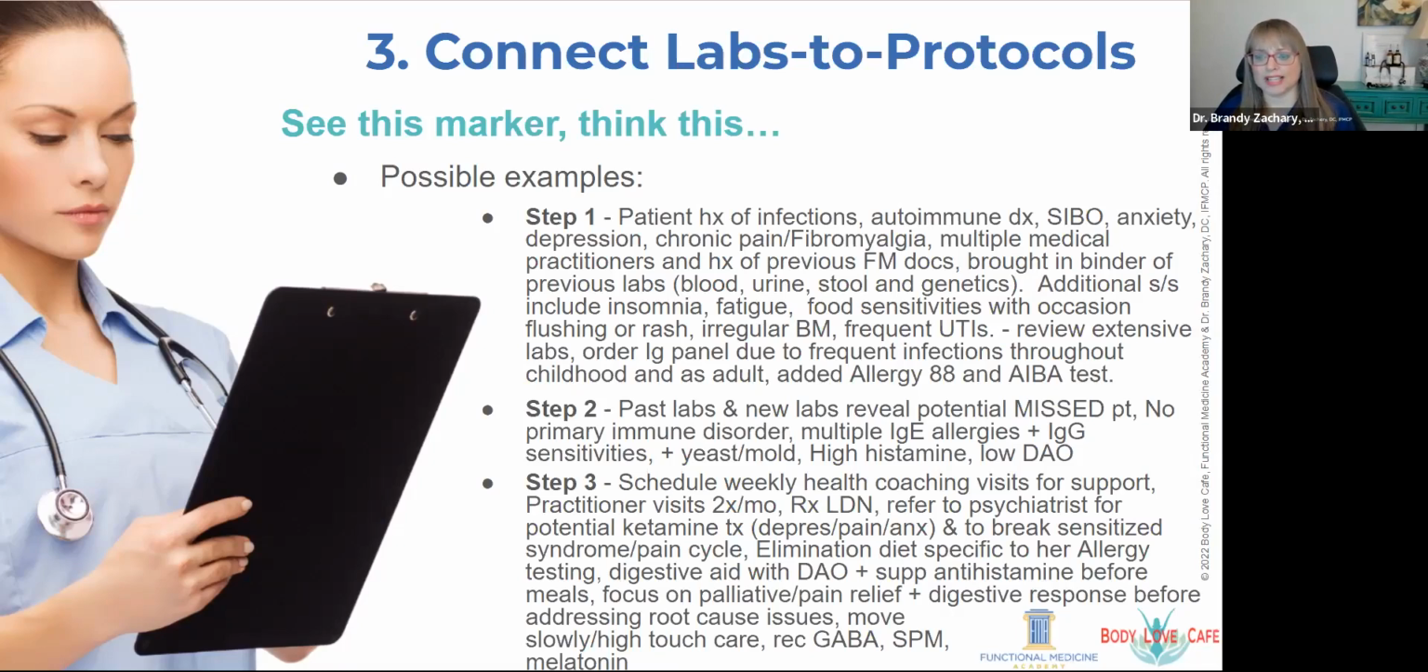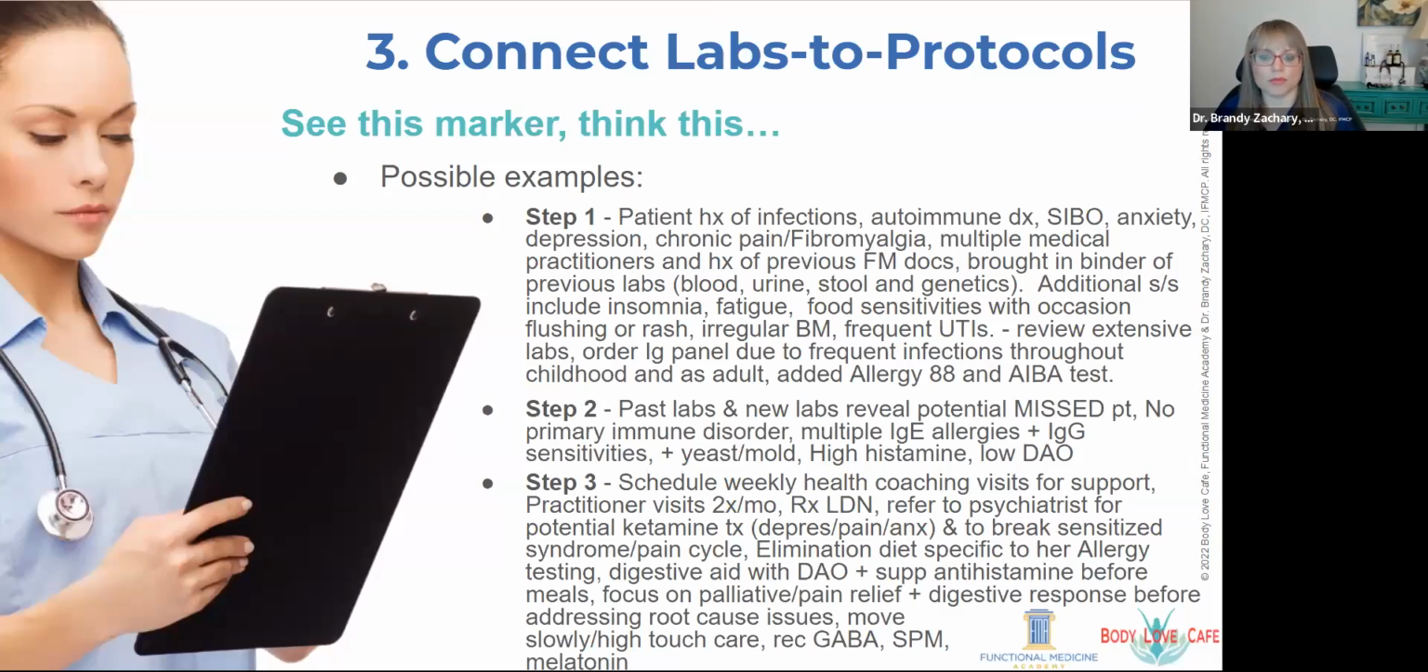Step 2, the past labs and new labs reveal a potential missed patient. If you've never heard of that, we've taught about it before. The research article on it hasn't been published yet, but you can watch the presentation. Kelly can put in the short version, and at some point I'll teach you the longer version. No primary immune disorder, so that was good. That got ruled out. Multiple IgE allergies, plus IgG sensitivities, yeast and mold were present, high histamine, low DAO.